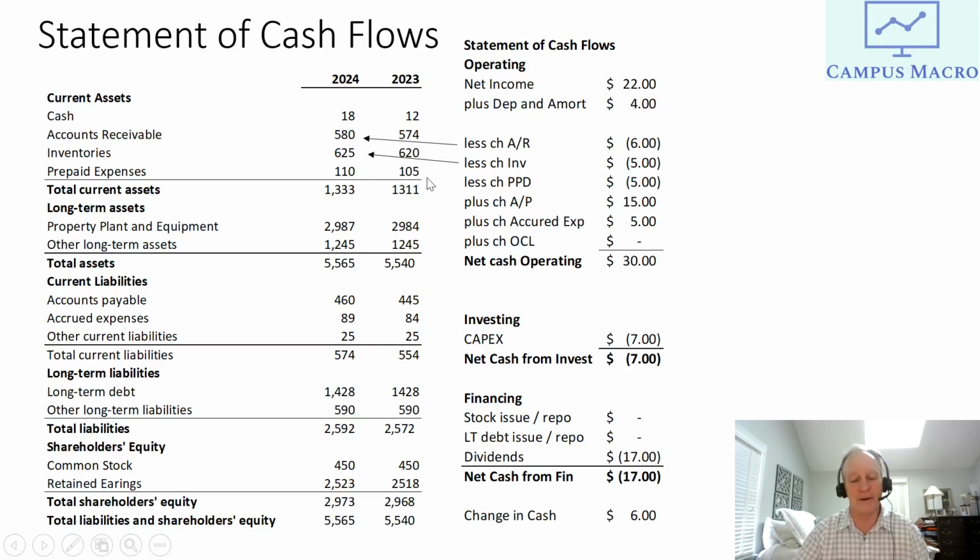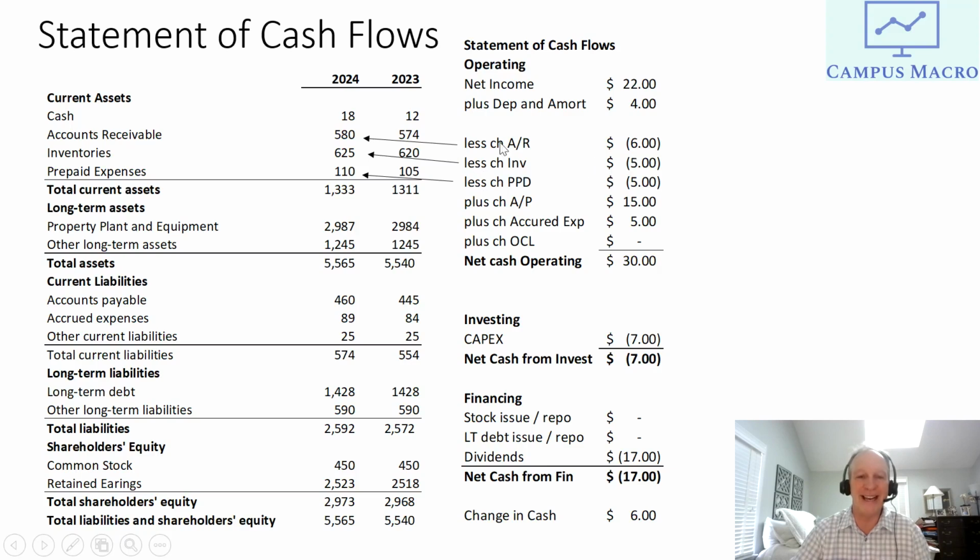Prepaid expenses are very similar to inventory. It's money out the door. It's money that you wired to somebody, but you didn't receive the product yet. You haven't run anything through the income statement. You haven't expensed anything. So I've got to write this down.